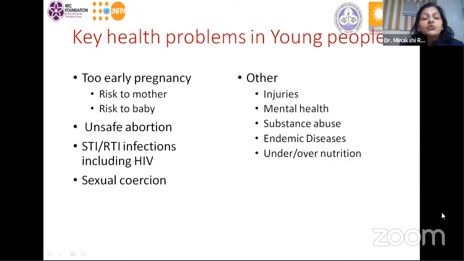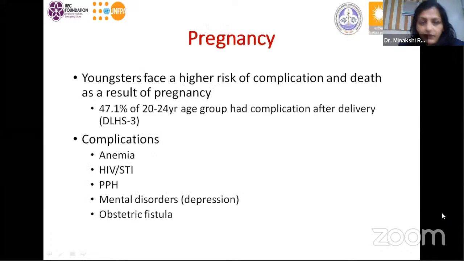If they conceive and do not want to continue the pregnancy, they may land up in unsafe abortion. There are chances of STI and RTI infection, including HIV, in a young female. There may be problems of sexual coercion, where a woman can be forced by unphysical means to have sex. Apart from these physical issues, there may be mental health issues and drug abuse problems. If they continue the pregnancy, they definitely face a higher risk of complications and death as a result of pregnancy.